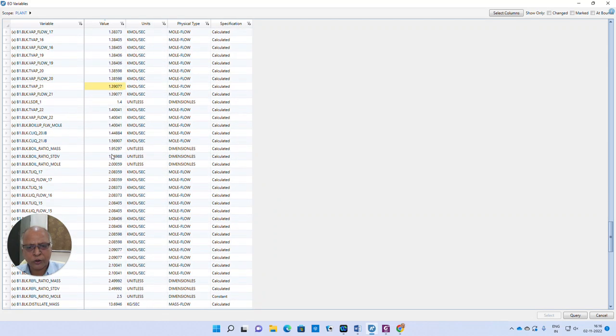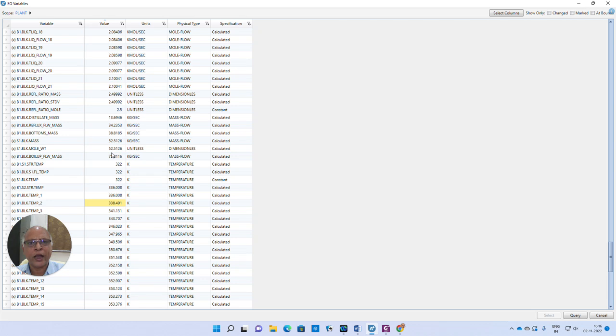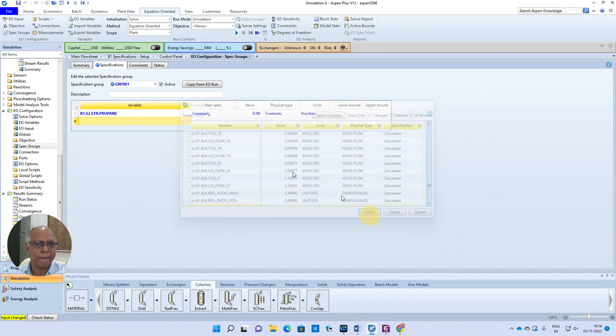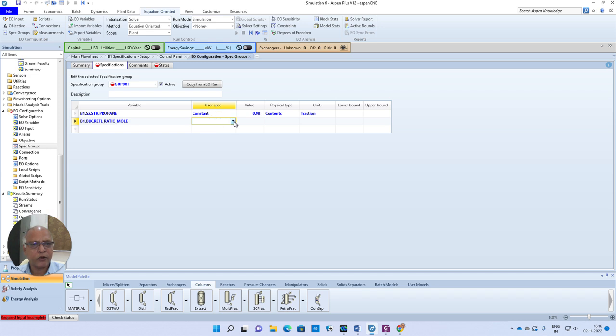So care must be taken in order to identify appropriate variables. You can see reflux ratio is 2.5, which we have provided as input because this is constant. So this is the value I am interested in. Okay, select this variable. Earlier it was being provided as input. Now I would like to calculate.